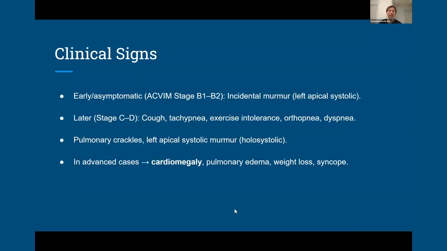Okay, clinical signs. So in stages B1 and B2, there's some incidental heart murmur that's often going to be systolic. And then in the later stages, C and D, there's going to be cough, tachypnea, exercise intolerance, and dyspnea.